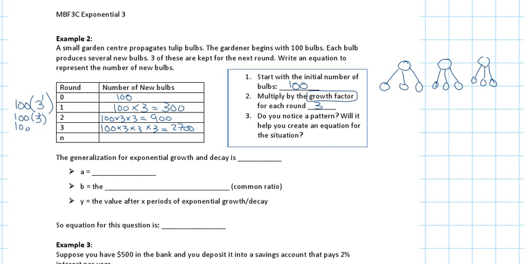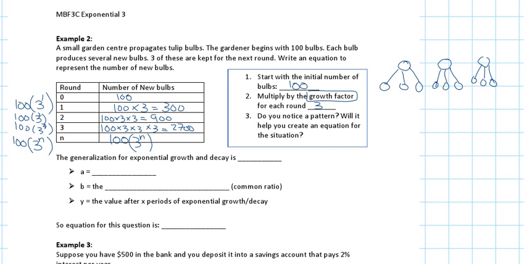Now, can you tell me what you think my nth round is going to be? How can I find my nth round? Let's say after 10 rounds or 20 rounds or 50 rounds. What would it be? It's going to be 100 times 3 to the power of n, whatever n is, right? If n is 20 rounds, 20 rounds from now, I'm going to be doing the same thing. So that's going to be 100, and then the base 3 to the power of n.